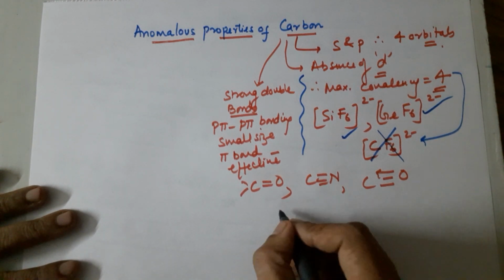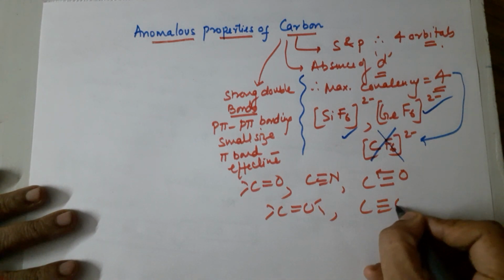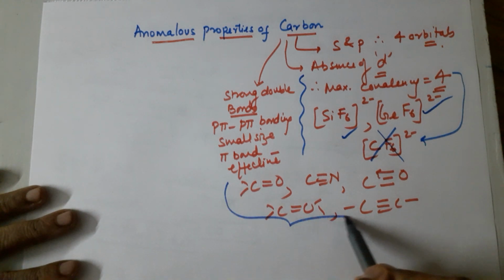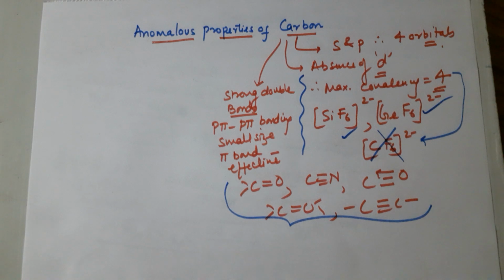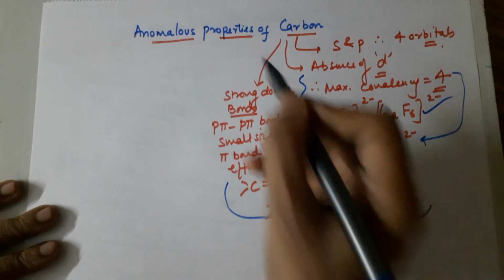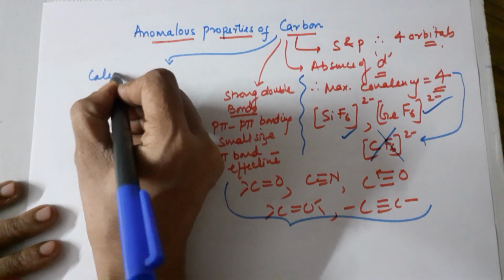So these are also alkenes, alkynes. So these are some compounds where we very well know that carbon does have a tendency to show multiple bond formation, which is a property special to carbon. Moving on to the next important property, which is catenation.